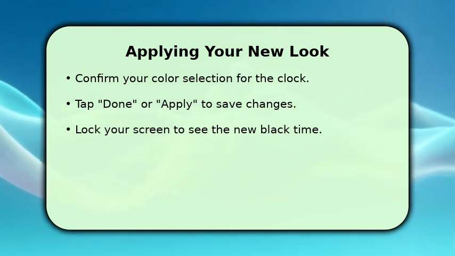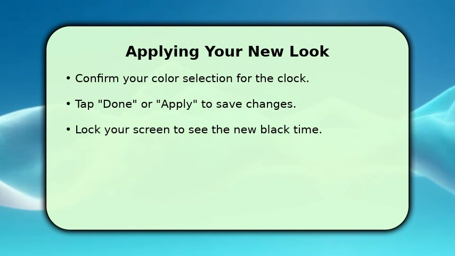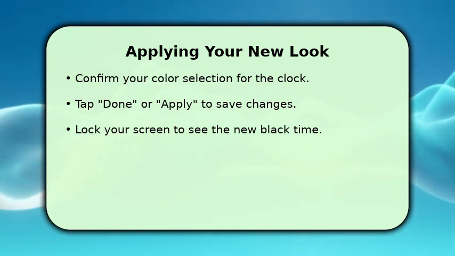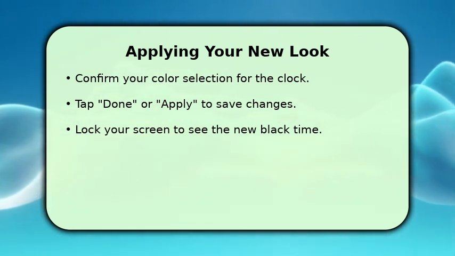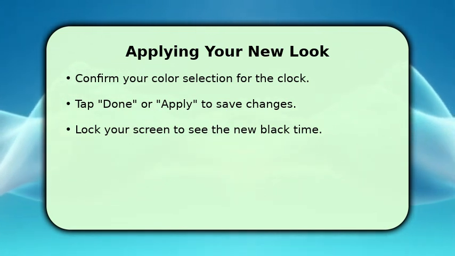Then, look for a Done, Apply, or Save button, usually located at the top or bottom of the screen, and tap it to finalize your adjustments. Finally, lock your screen to immediately see the new black time displayed. It's a simple way to personalize your device.